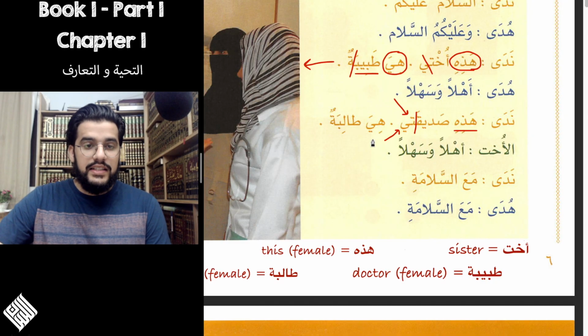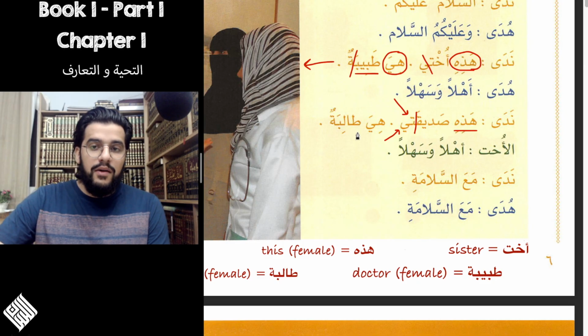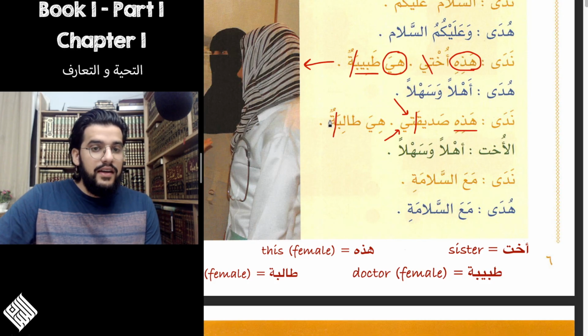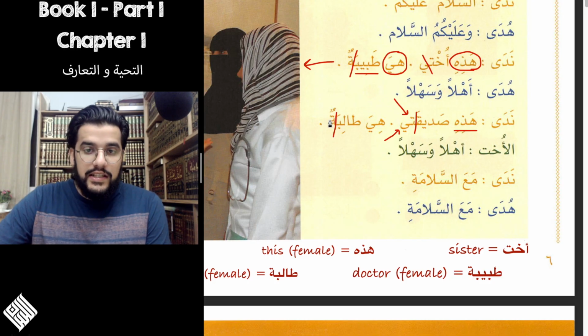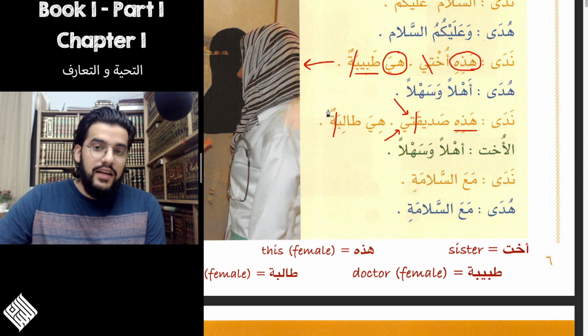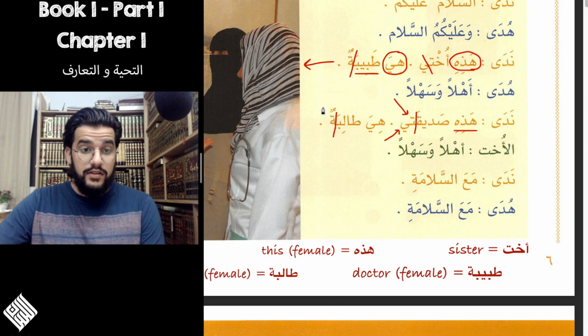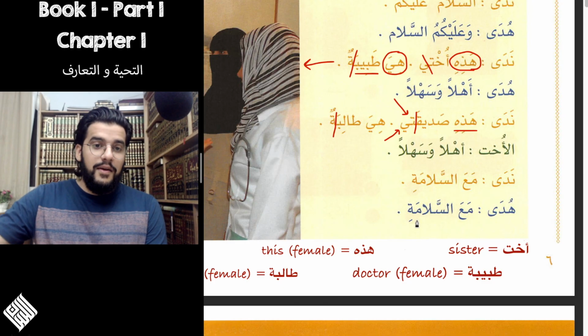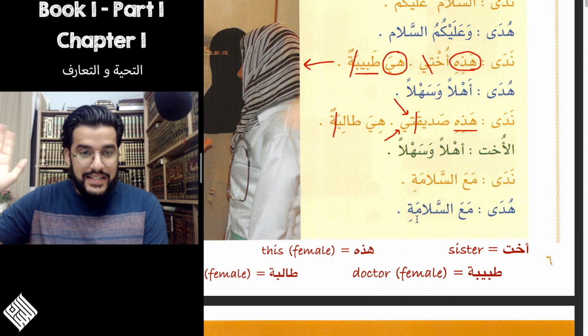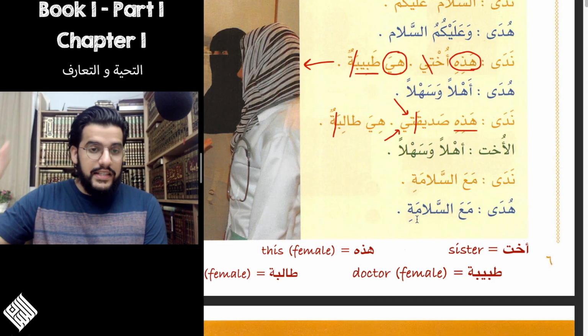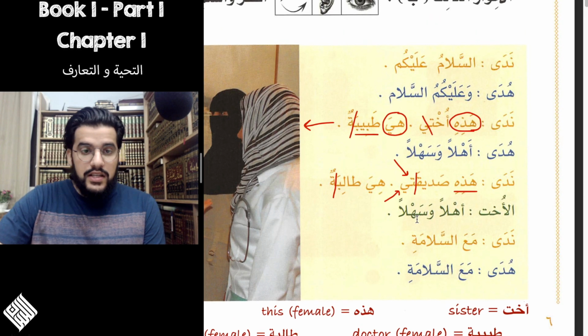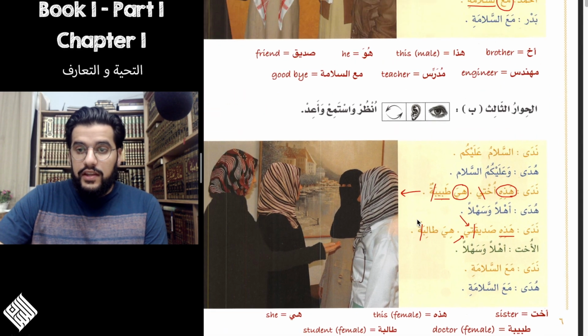هذه صديقتي. هي طالبة. We said هي here means she is طالبة. طالب without the ta is a male student, and with the ta it becomes a female student. هي طالبة. She is a student. And then the other says أهلا وسهلا, and they end with مع السلامة. مع السلامة. Goodbye or be safe. Alright, I think that was clear enough for these two dialogues.